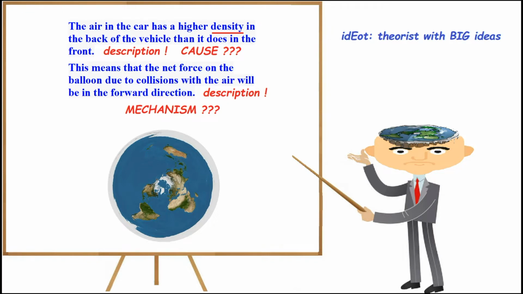And he continues, says, this means that the net force on the balloon due to collisions with the air will be in the forward direction. Again, all he's doing is describing. He hasn't told us the mechanism. So that's not very helpful, because all he's doing is just stating the obvious, that air is higher in the back of the car and lesser in the front of the car when the car suddenly accelerates. So why did that happen? What caused it to happen? That's the question, the cause, not the description that it does. We know that. We understand that. We want to understand what caused it. And that's where we're having problems getting people to understand the question, the cause, the mechanism, the physical mechanism.